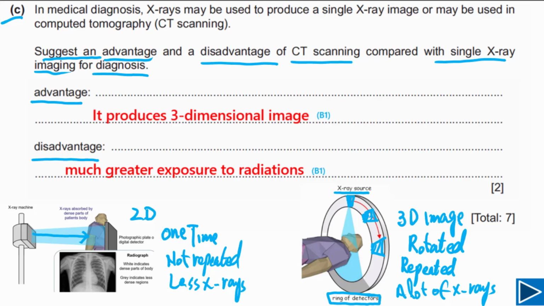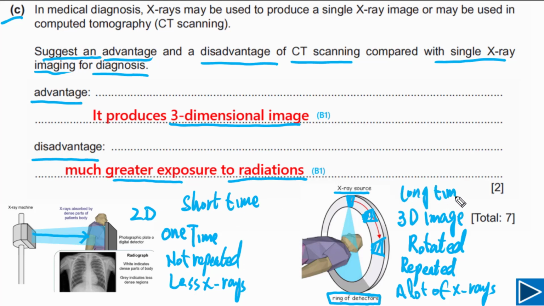Now let's try to write down the answer, how we can write it. So this is simply how you can write the answer. You can say CT scan can produce a three-dimensional image. And for the disadvantage, we can say that the patient is exposed to radiation for a long time. But in case of X-rays, the patient is exposed to radiation for a short time. So we can also write down exposed to radiation for a short time in case of X-rays. But in case of CT scan, the patient is exposed to X-ray radiation for a long time. So this is the disadvantage of CT scan.